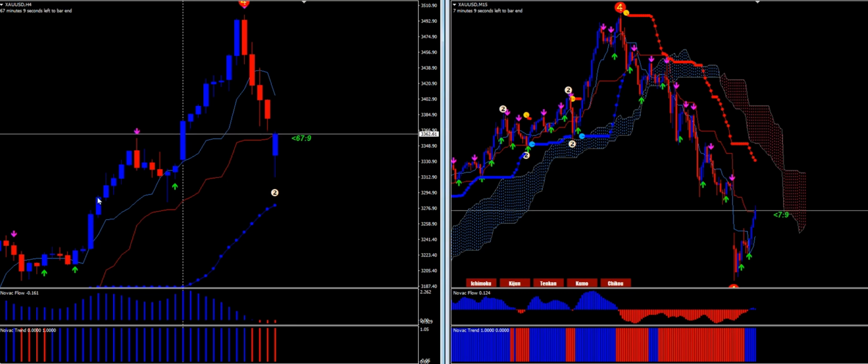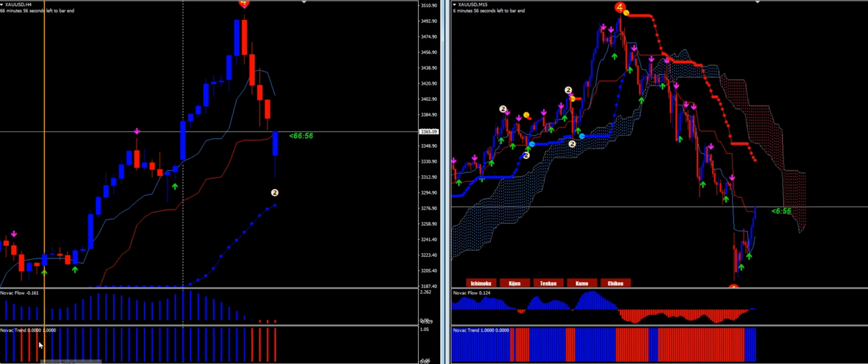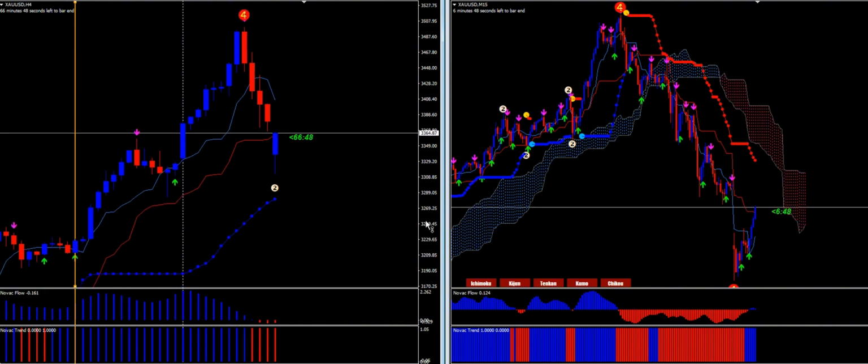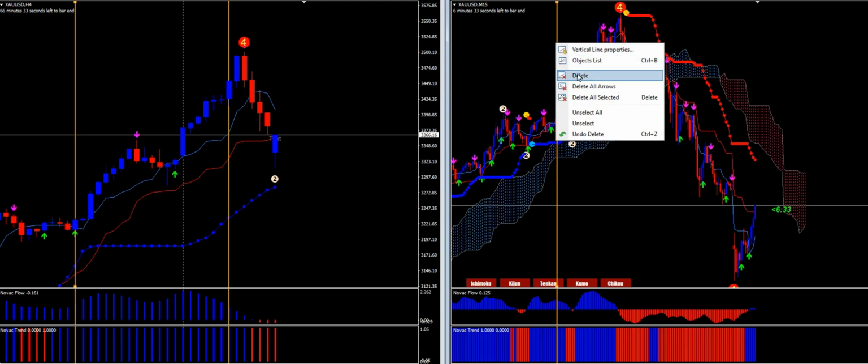So at H4, what you want to see is an arrow, and the Novak flow and trend in blue for a buy. But for this instance on the left it is red, so we wait for the next arrow over here. It closes above the blue line, and we have the blue dotted line, and Novak flow and trend is in blue. So once we have this, we go to our time frame of M15.